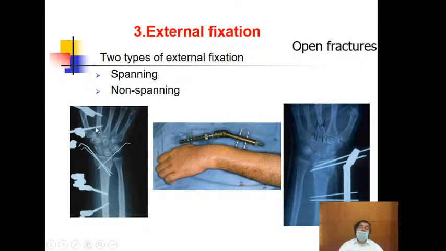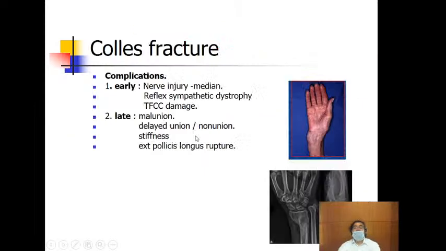But there are some indications where you want to give relaxation for the ligaments which are injured here. This is called ligamentotaxis, where this external fixator will do the function of the ligaments as well by going beyond the joint and giving stability to the joint. So this is called a spanning external fixator. This is a non-spanning one, and this is a clinical picture of how an external fixator looks for Colles fracture.